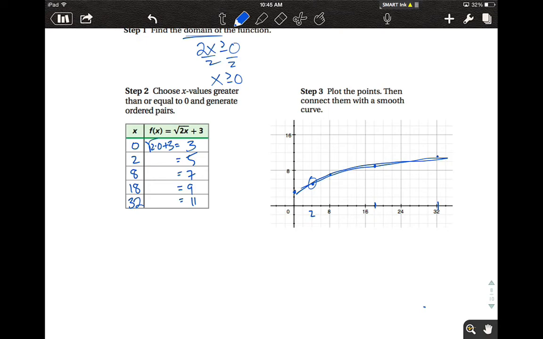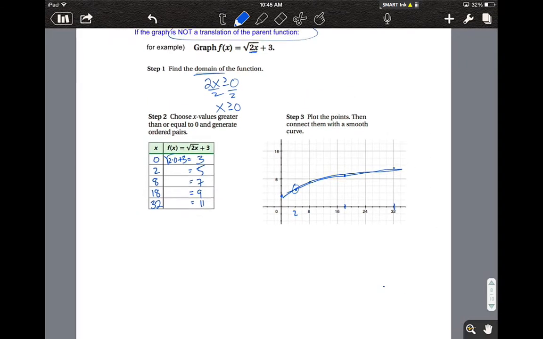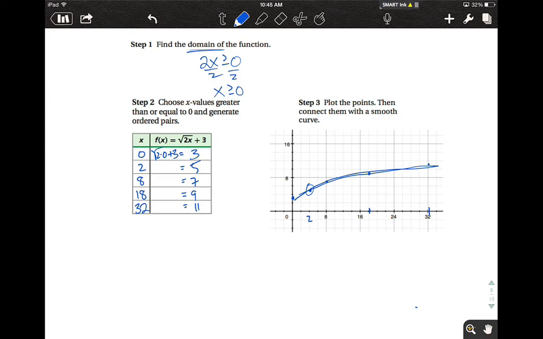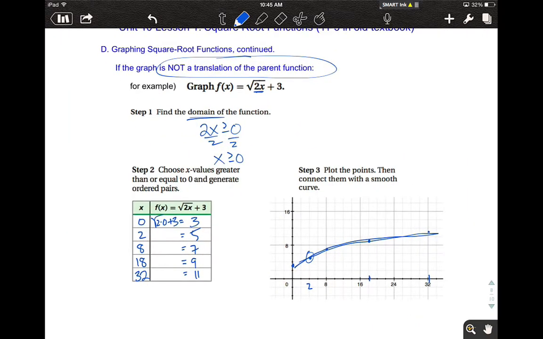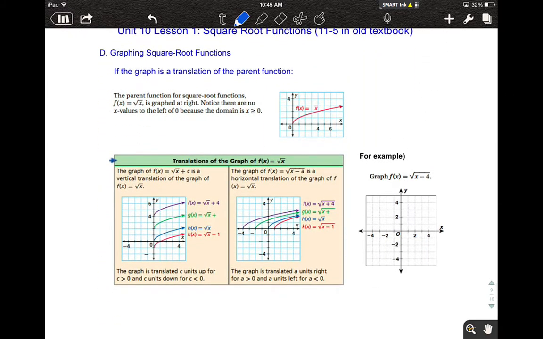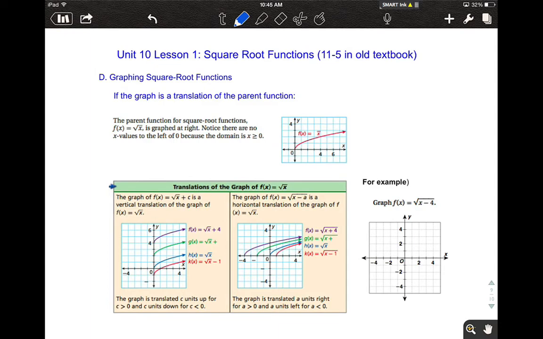2 is 5, 2, 4, 5. Yep, that looks good. But square root functions look more or less like what we got here. Alrighty, that's how you graph if you don't have something that looks like the parent function. If you do have something that looks like the parent function, you can follow a lot of the same rules we learned last unit, which is super, super cool.